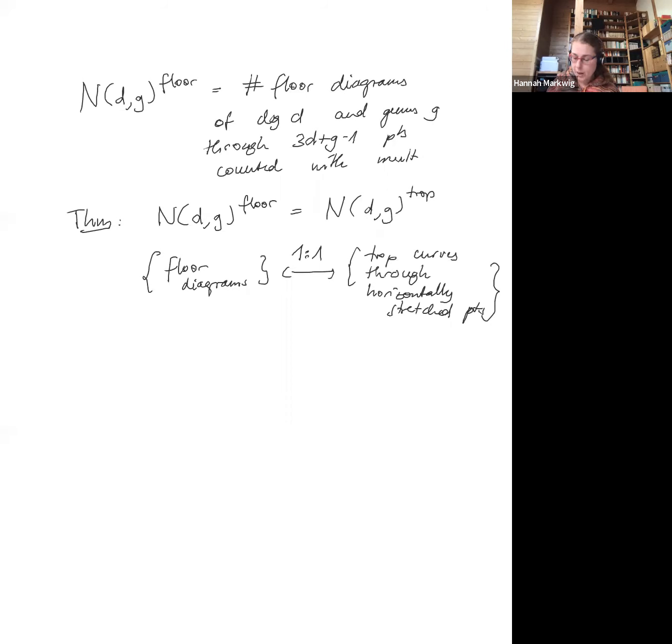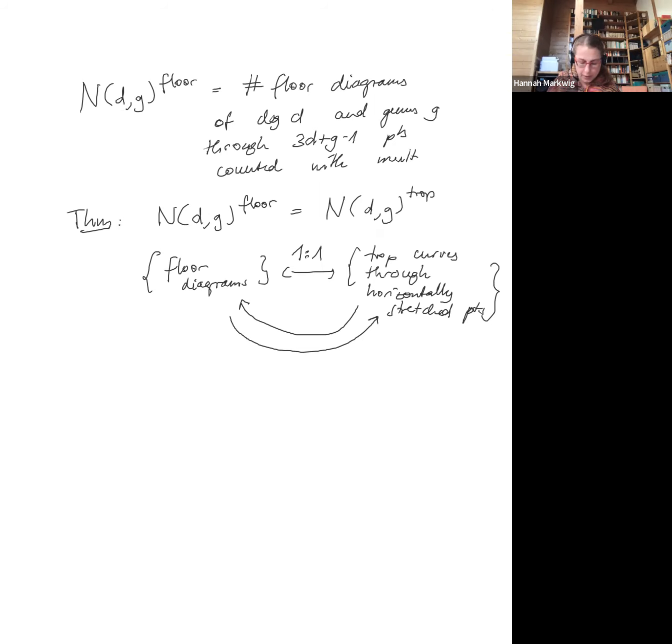And why is this a bijection? I already told you how to get from a floor decomposed tropical curve to the floor diagram. All I need to do to make this a full proof is to show you how to go back from a floor diagram to a tropical curve satisfying the horizontally stretched point conditions, right? And let me sketch how that works. And let me try to do something like a proof by example again.